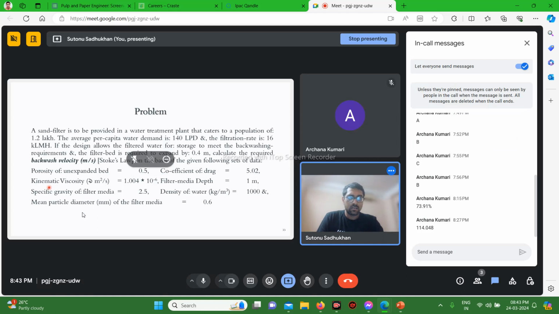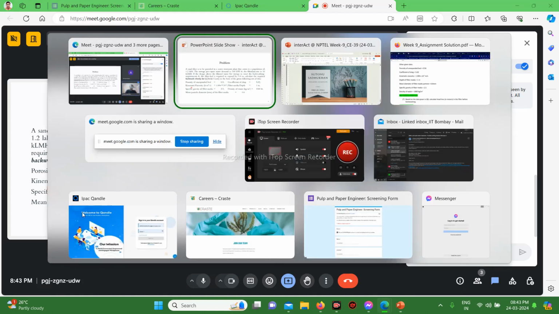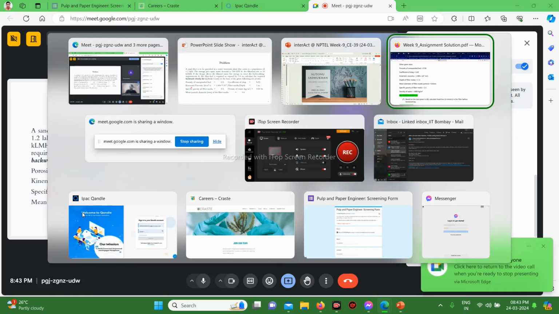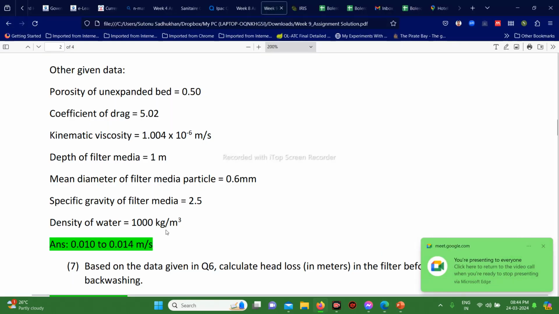Yes. If you remember the Stokes law formula, then you will be able to calculate.